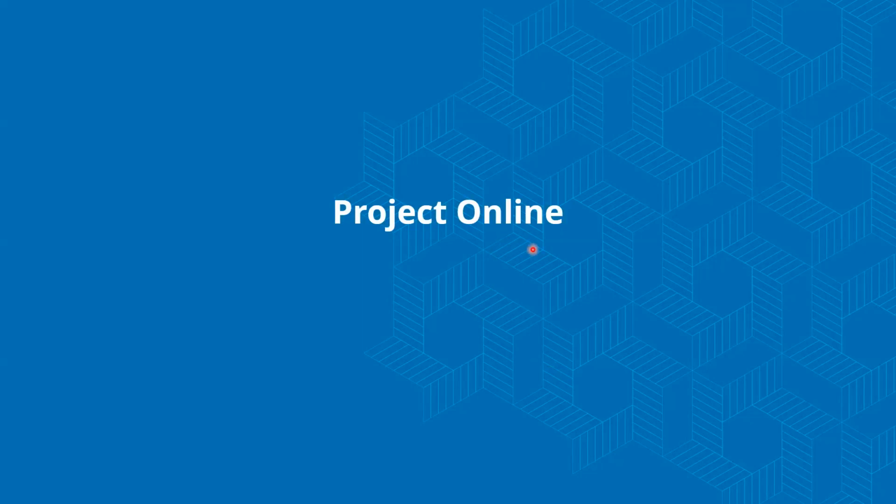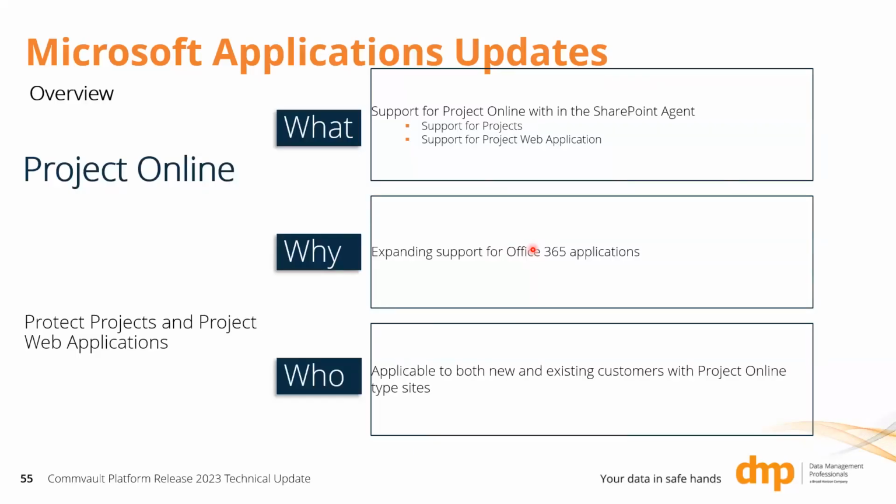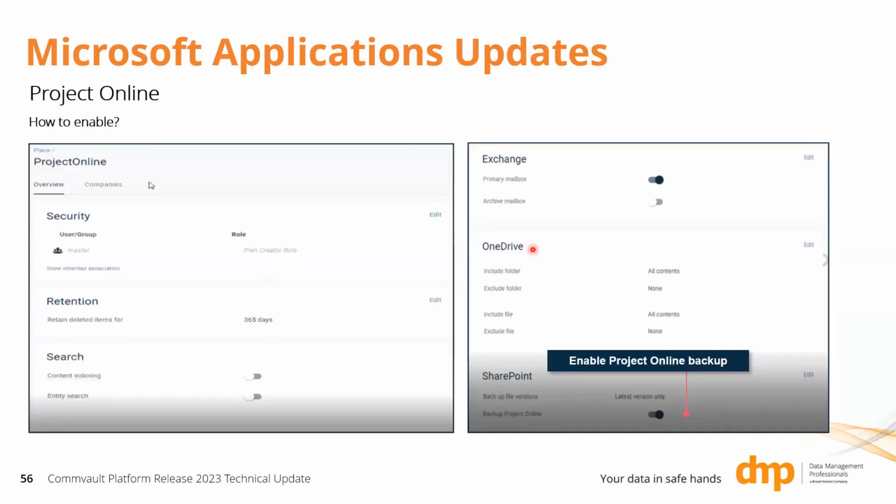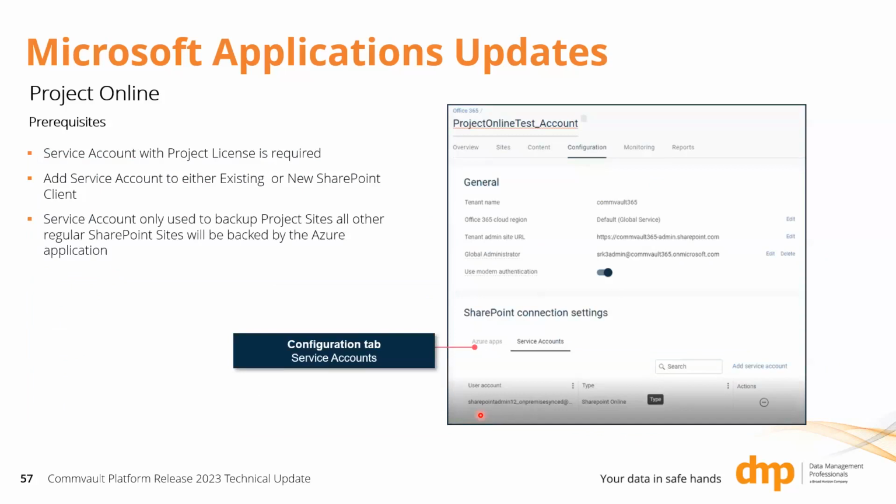Project Online is now available for backup of your Office 365 environment. So you can now back up projects or project web applications through the Office 365 implementation in Command Center. At the SharePoint M365 plan, you now have the availability to back up the Project Online slider. That's basically all that needs to be done, besides having a service account with a project license required.